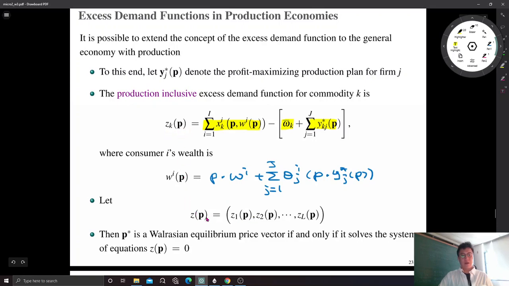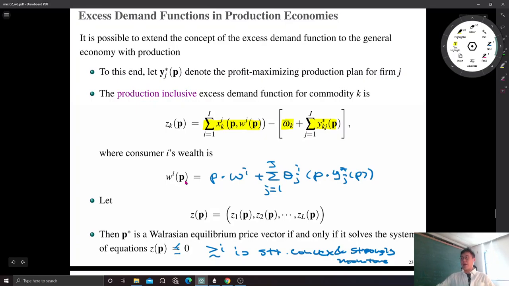The aggregate excess demand function is the L-tuple vector of excess demand for each commodity K. And then the Walrasian equilibrium price vector is characterized by this system of equations. When preferences are strictly convex and strongly monotone, then P star is characterized by the equation Z of P equal to 0. If we have just local non-satiation, then this is going to be an inequality.